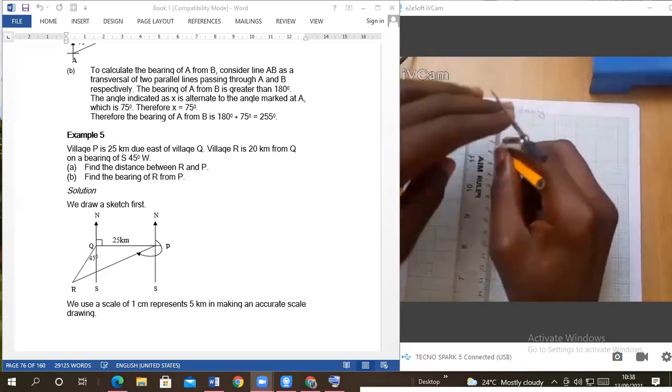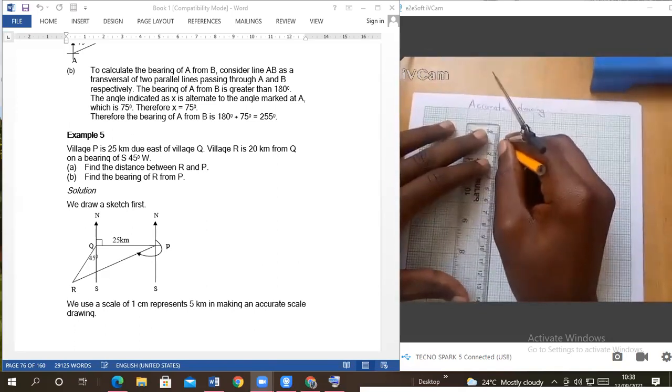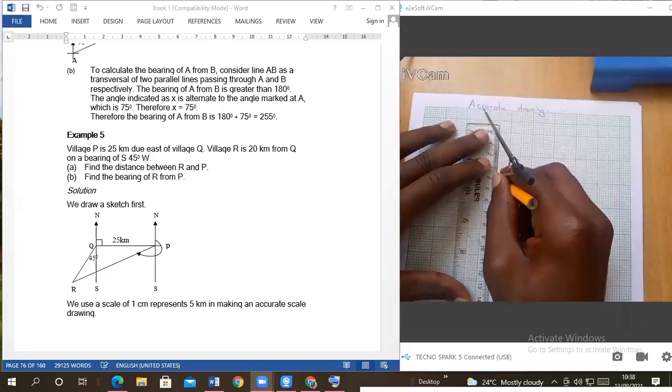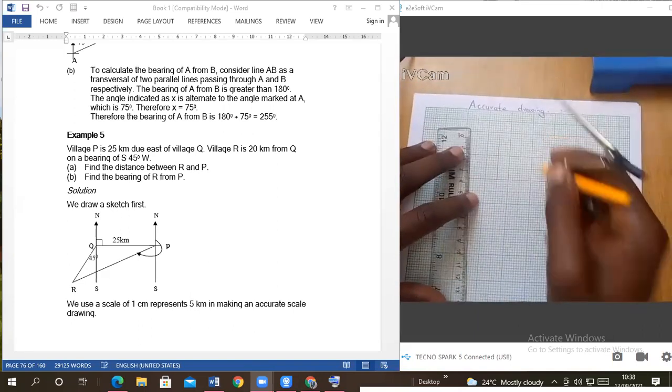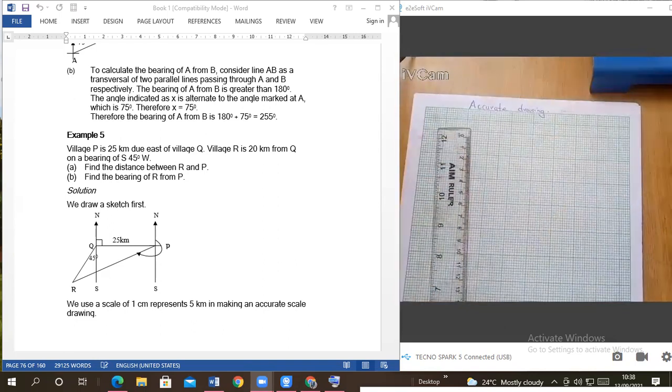Members, I'm using a pencil. Make sure you have yours there. For me, I'm going to use a pen so that you can be in position to see. Okay?